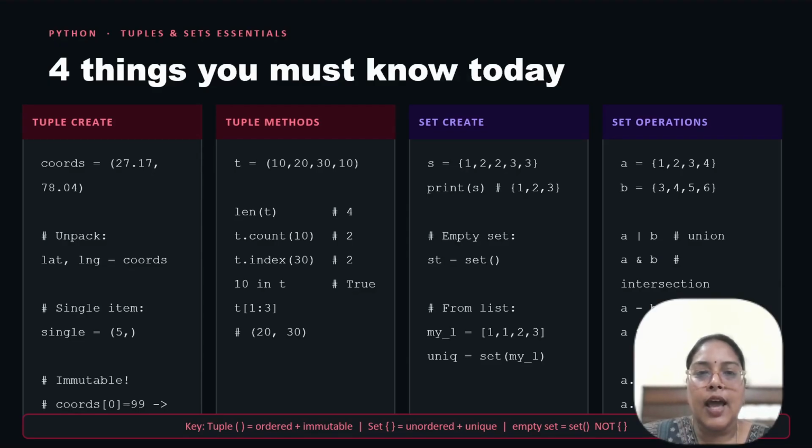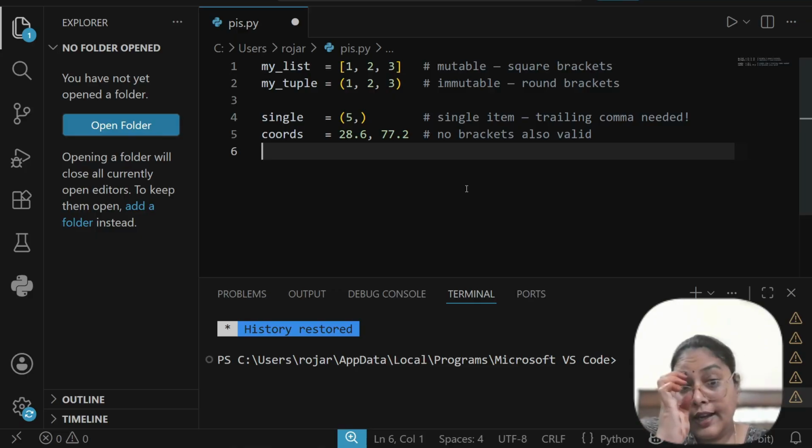Now in today's class, you will be learning four things you must know. One is how to create a tuple, what methods you can use with a tuple, and also how to create sets and set operations. Let us learn how to declare a tuple.